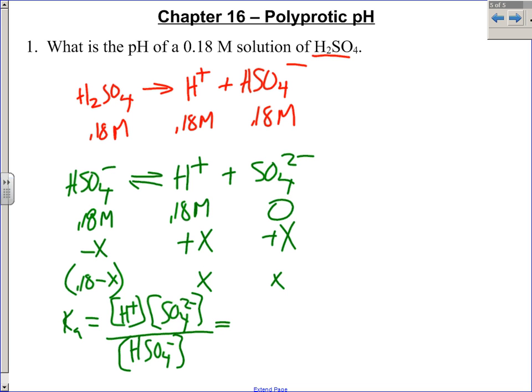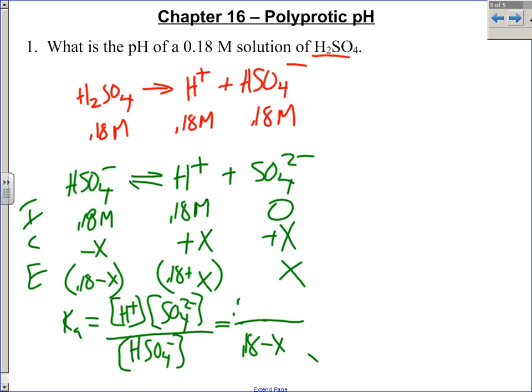And I know that that is going to equal x squared over 0.18 minus, oops, that's not x squared. Remember when I do my ICE table, at equilibrium it's 0.18 plus x. So let me fix that real quick. At equilibrium, what's on top is 0.18 plus x times x. And on the bottom, I'm going to have 0.18 minus x. Now, this all has to equal my K.